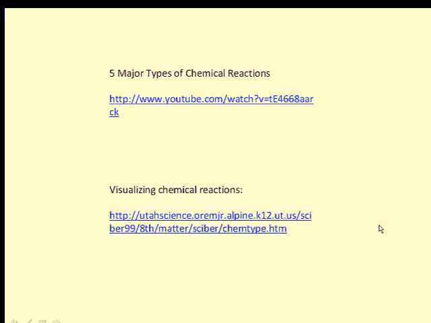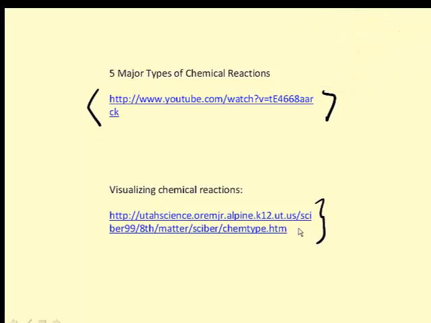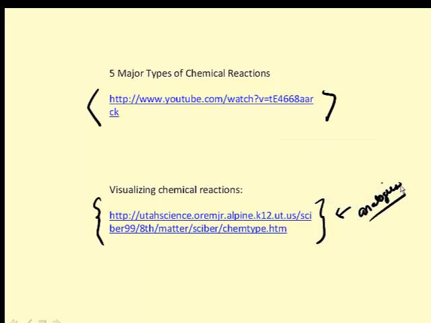Okay, so those are the 5 major types of reactions. There's a really short video on YouTube that you can watch that shows these 5 reactions. There's also a really neat little link that I've put on here that shows you visually how you can think of the different chemical reactions, and these little cartoon pictures that are analogies to each of the different types of reactions. So have a look at those.